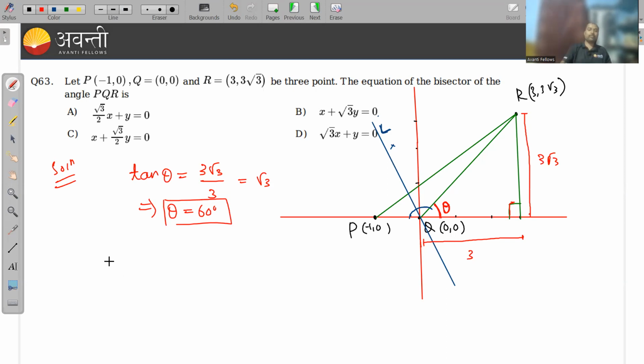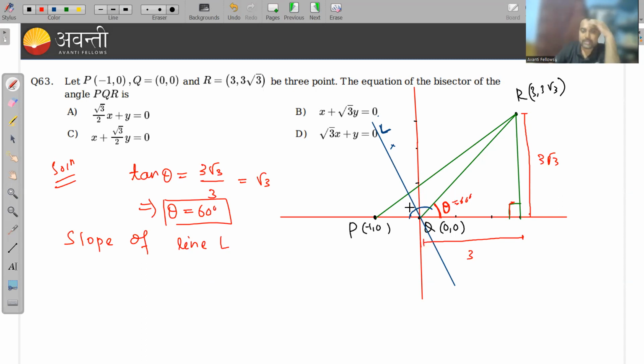Now try to find the slope of line L. So how can we find the slope of the line L? First we need to find the angle made by this line with the positive x-axis, and then we'll take the tan of that angle. So what you will get, that will be your slope. Simple, है ना? So let's find this angle. We know this angle is 60 degree.